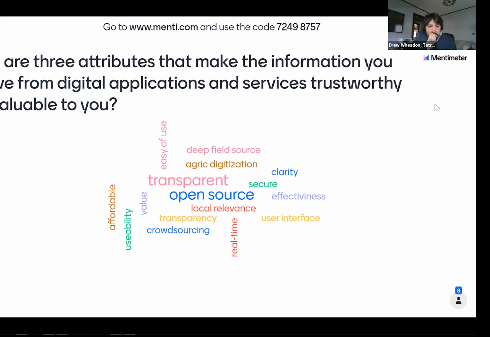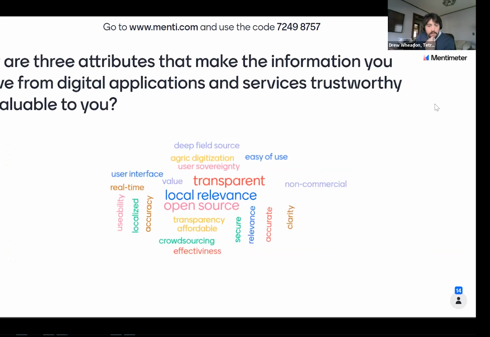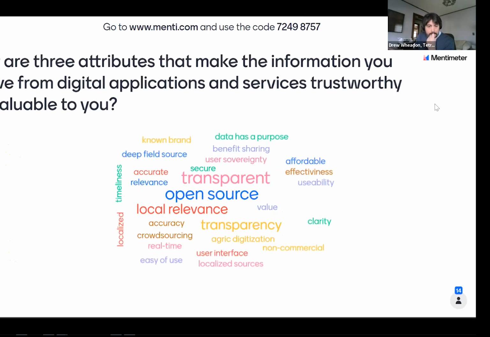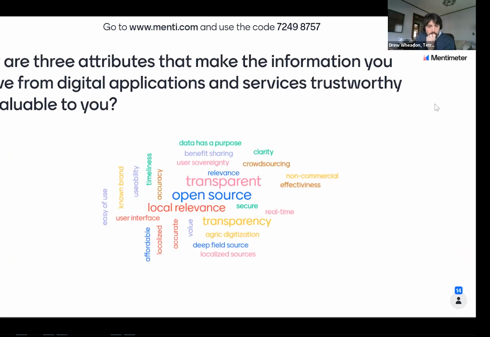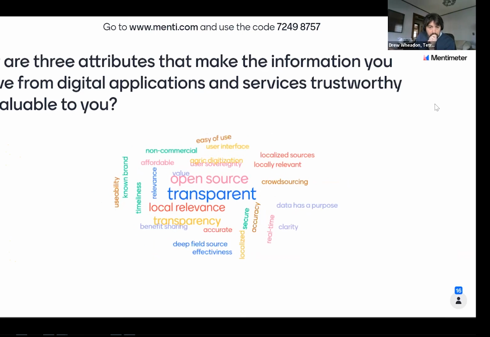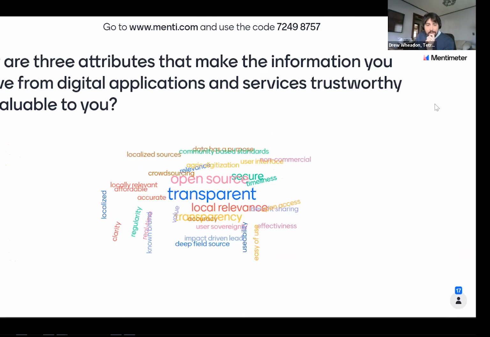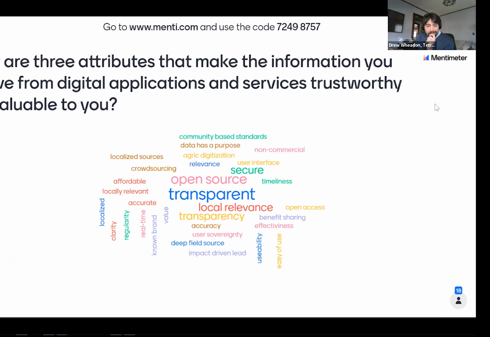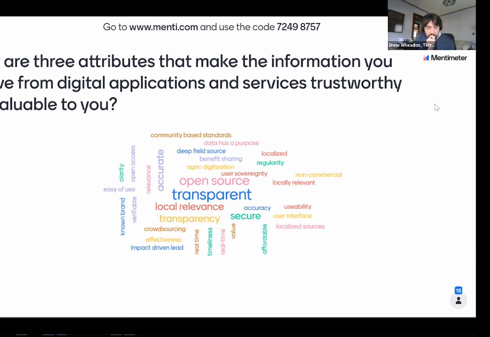Okay, so we're starting to see some emerging leaders: transparency, open sourcing, locally relevant. Secure, certainly real time, okay. The data has a purpose, that's a great one. That would be a very good one to unpack during our breakouts.